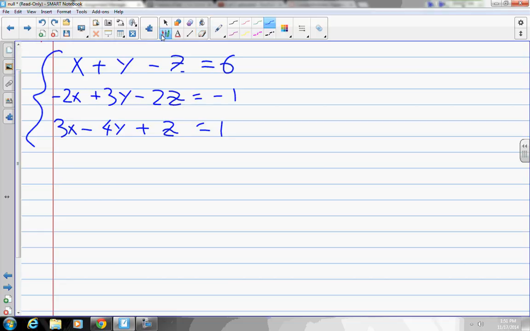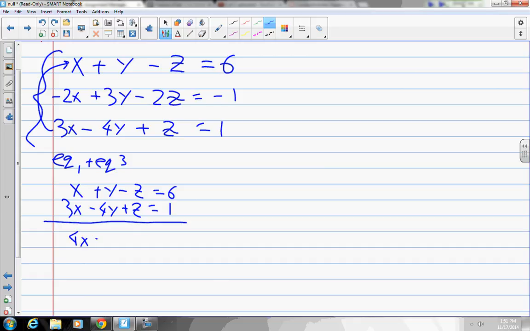Now, I just said x because that's what I saw first. You can kill any variable that you like. Because look, if I take, for example, the third equation and the first equation, if I just add them, the z's will go away. Right? You agree with that? So if I do equation 1 plus equation 3, this is x plus y minus z equals 6, and then 3x minus 4y plus z equals 1. If I just add them, I'll get 4x minus 3y equals 7. Right? So I eliminated one of the variables.